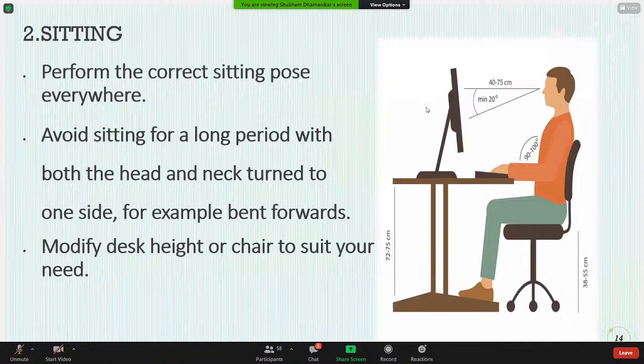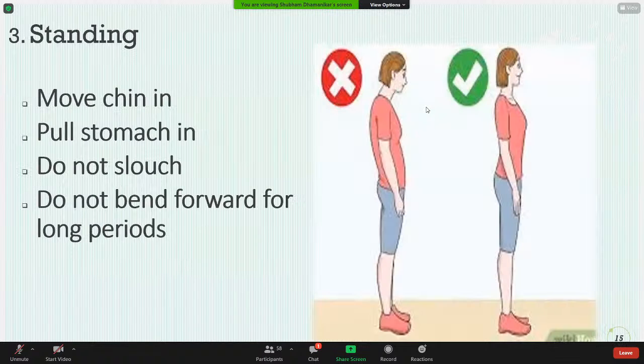While standing, move chin in, pull stomach in. Do not slouch, do not bend forward for long periods. Like while standing, there are certain key points we have to keep in mind: chin should be moved in, stomach should be in, we should not slouch, and we should not bend forward for longer periods.